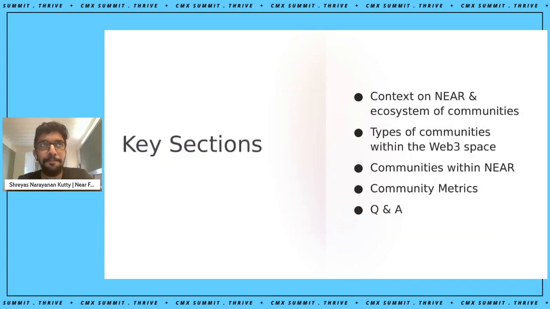So here's a very high level, bird's eye view of what we'll be covering today. We're going to be setting some context about Near and the ecosystem of communities that we're setting up at the Near Foundation, types of communities within the Web3 space in general, communities specifically within Near, and we'll also talk a little bit about community metrics, what's a vanity metric and what's a useful metric, at least in the context of the work that we do at the Near Foundation. And then if we have some time towards the very end, we can also go through some Q&A.